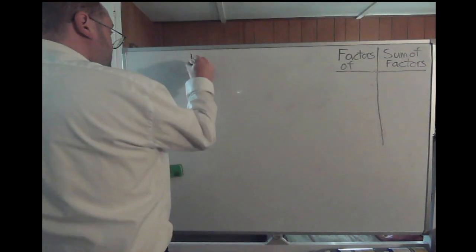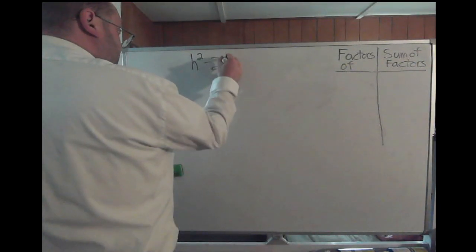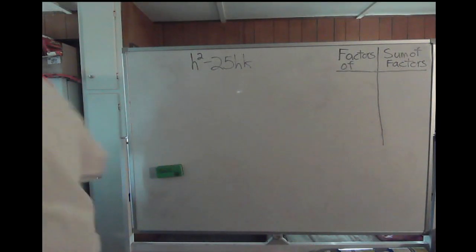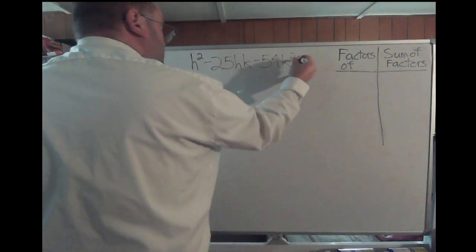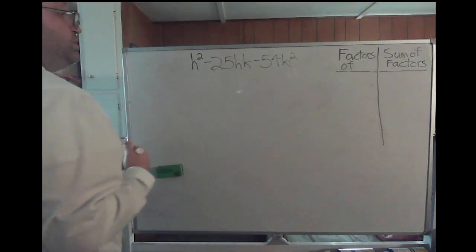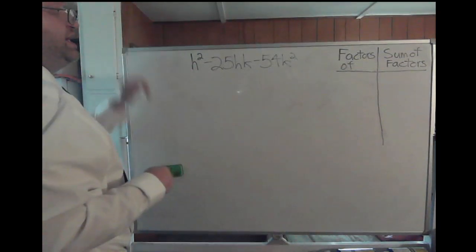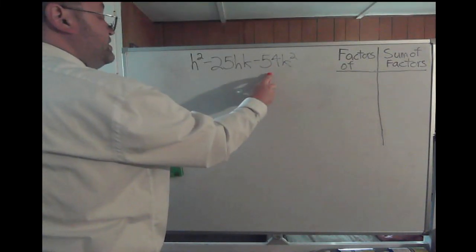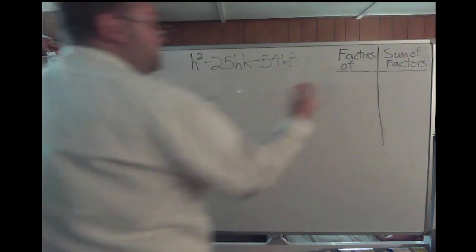Alright, we got h squared minus 25hk minus 54k squared. Well, your coefficient on the h squared term is positive 1, so that's going to make your life easy. Now we need to figure out factors of negative 54 that when added together will give you the middle coefficient of negative 25. So let's go ahead and get started.